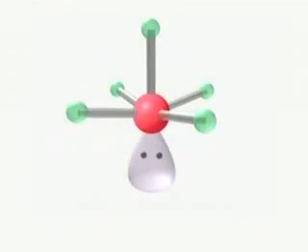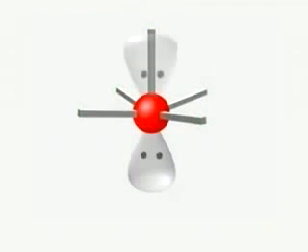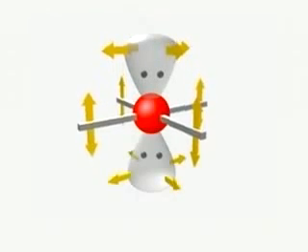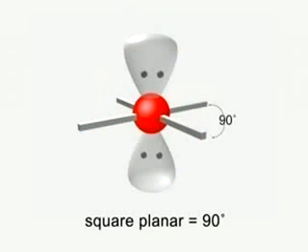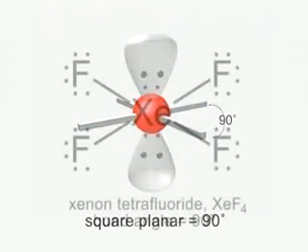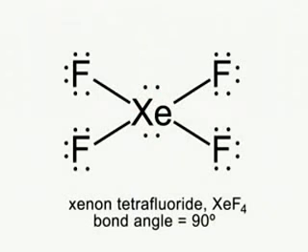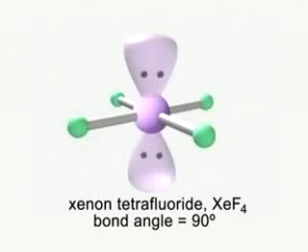To minimize repulsions, a second lone pair must lie 180 degrees from the first. The 4 remaining bonding groups are repelled to the ideal 90-degree angle and define the square planar shape. Xenon tetrafluoride, one of the first noble gas compounds to be made, is a square planar molecule.